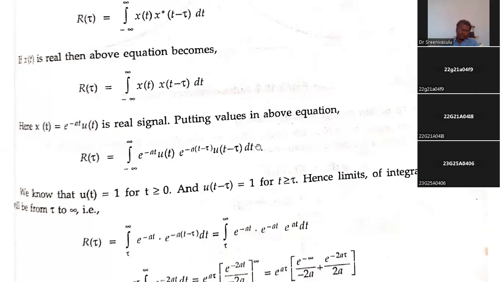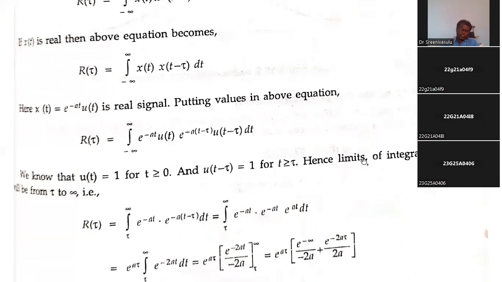But here we are representing the limits for t, not for tau. So t minus tau is greater than or equal to 0, t is greater than or equal to tau. So t is starting from tau onwards. For the limits of t, the starting limit is tau, and the upper limit is infinity.